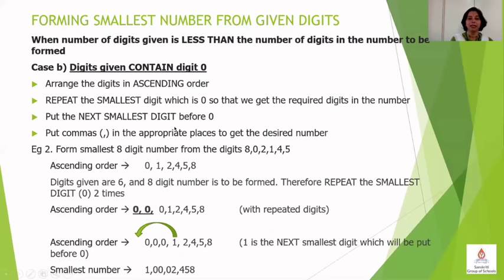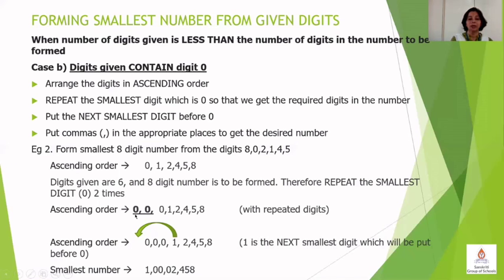Now let's see one more example. Again, the steps are repeated here so that you will find it easy to refer to the same. In the next example, you have to form a smallest 8-digit number and the digits given are 6. So the first step is again arrange the digits in ascending order. Now we have to form an 8-digit number and digits given are 6. So we will be repeating the smallest digit. So here you can see that I have repeated the smallest digit, which is 0. I have repeated it twice so that in my ascending order I get 8 digits now.